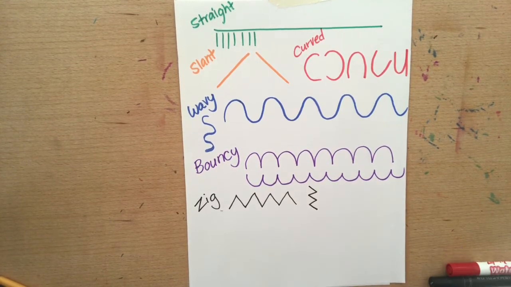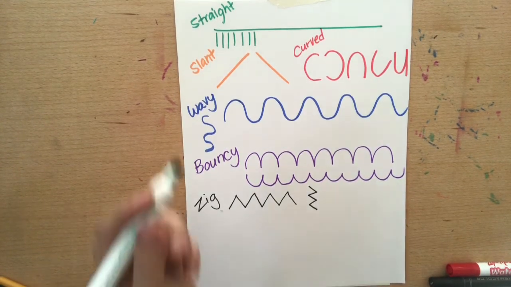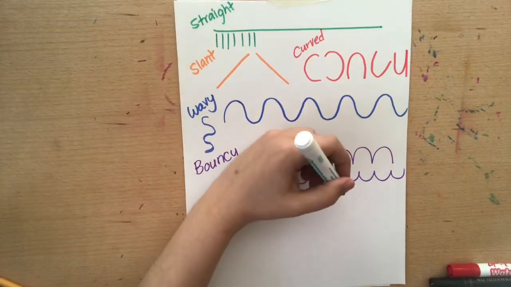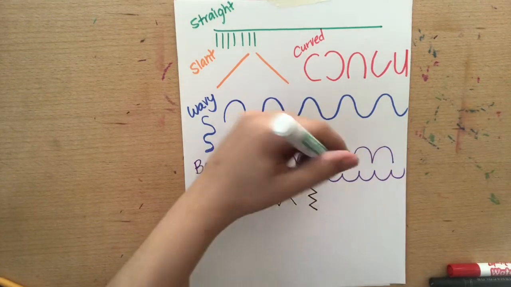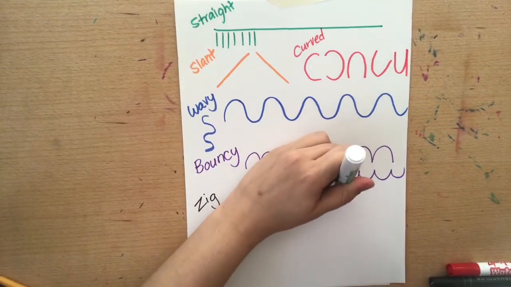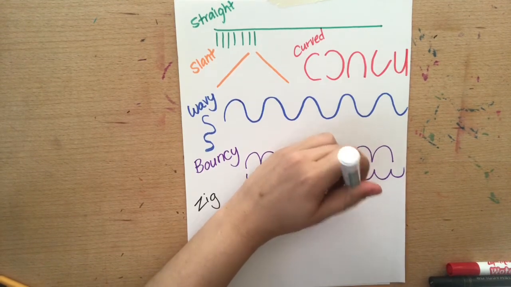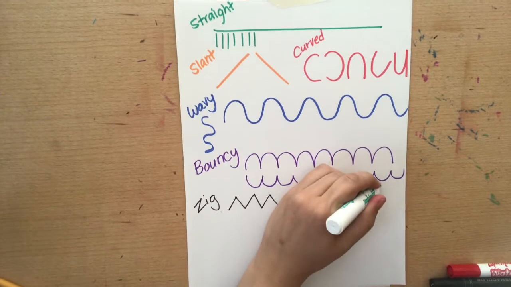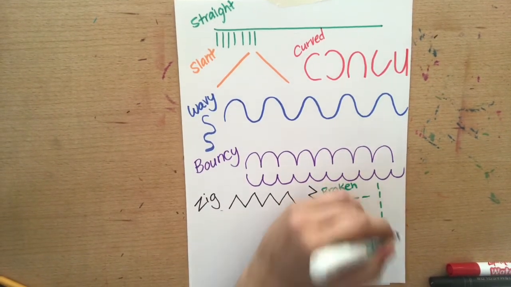Another line, yes, there's so many lines, boys and girls, is when you take a straight line going side to side and then you break it. This is called a broken line. And it can go like this, or you can go like that.